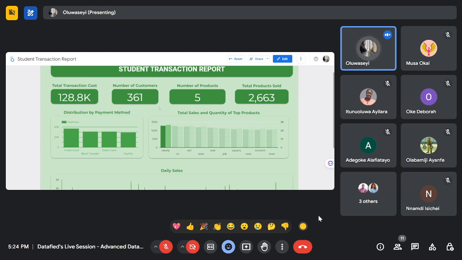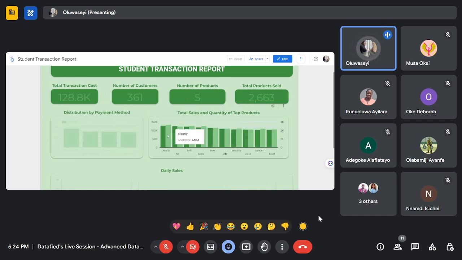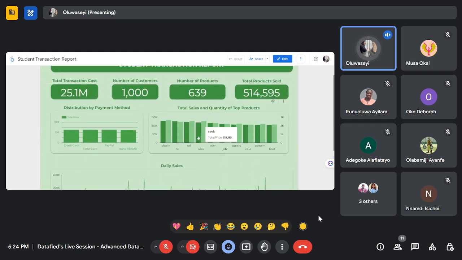I can see that, okay, there are 5 products under that, right? I have total costs of my transaction. I have total customers that bought this particular one, and so on. I can click the quantity for Clearly, and it also still filters back and forth like that. So I have my top 10. I have Clearly, no, sell, seek, over, job, usually, case, concern, and level.